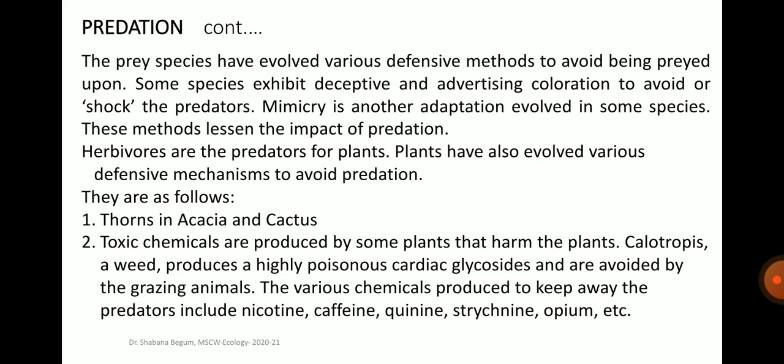They are as follows: thorns in acacia and cactus, and toxic chemicals produced by some plants that harm the herbivores, such as Calotropis, a weed, which produces a highly poisonous cardiac glycoside and is avoided by the grazing animals. The various chemicals produced to keep away the predators include nicotine, caffeine, quinine, strychnine, opium, etc.